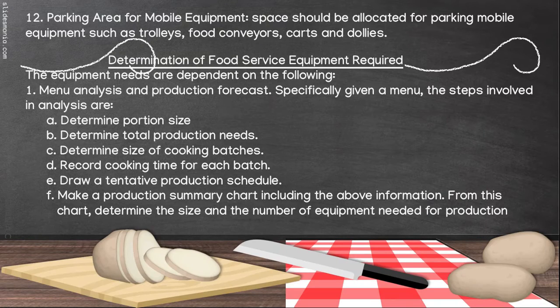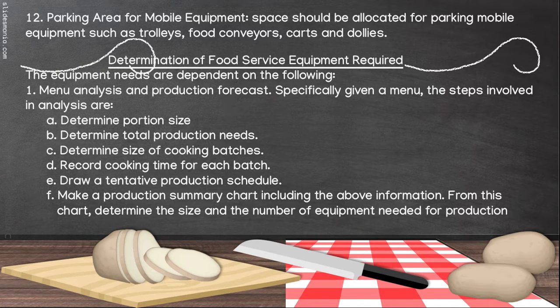Ayan. Then, parking area for mobile equipment. Okay, of course, there should be enough space for parking mobile equipment such as trolleys, food conveyors, carts, and dollies. Determination of food service equipment required. Okay, the equipment needs are dependent on the following. First is the menu analysis and production forecast.